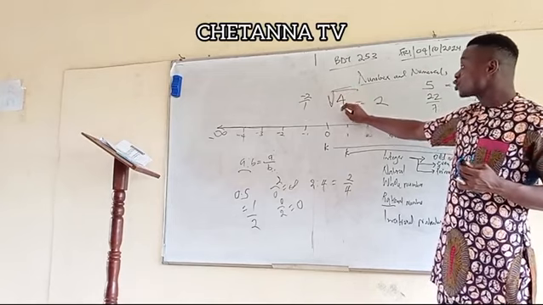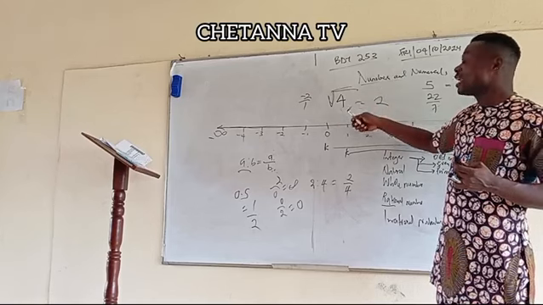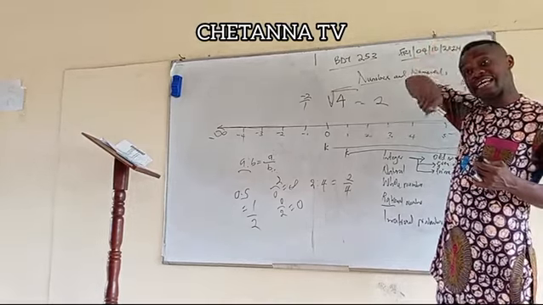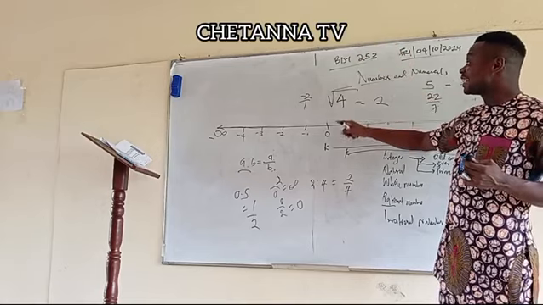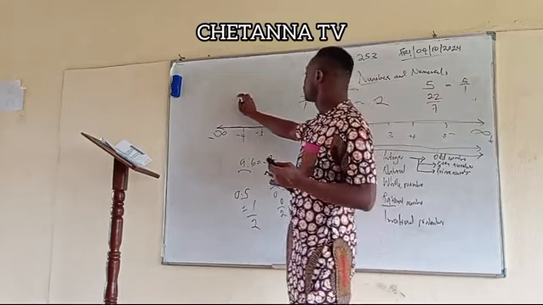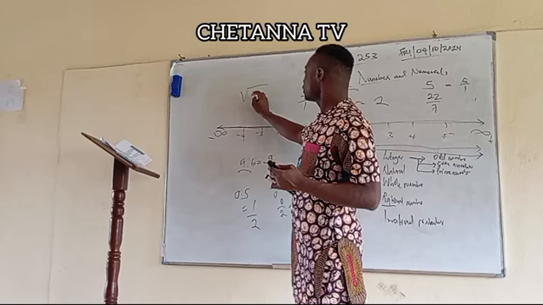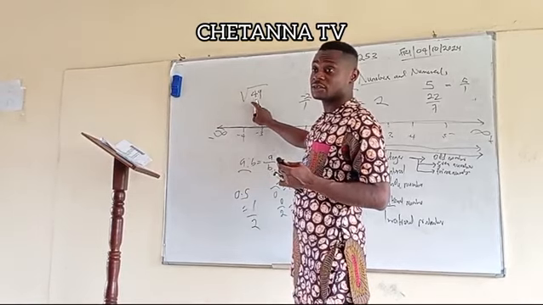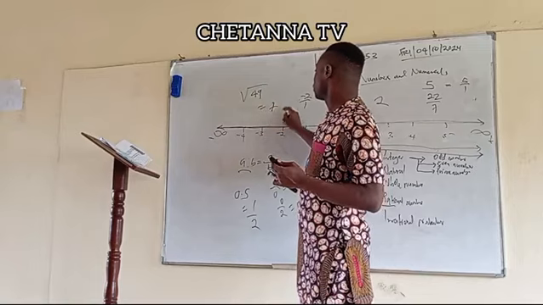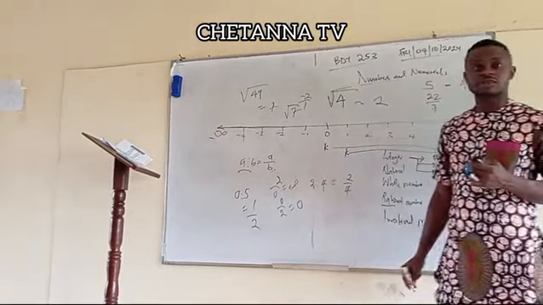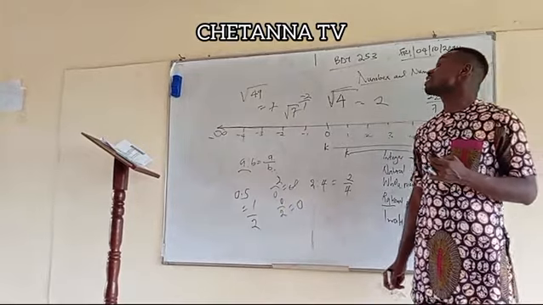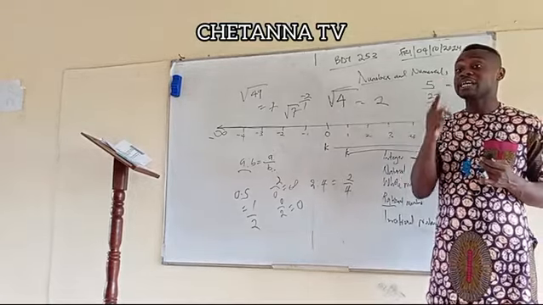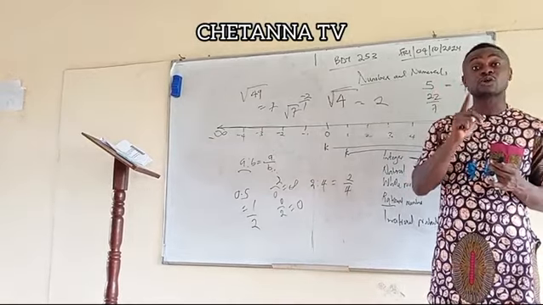Am I communicating? A surd is when a number that is not a perfect square is under that square root sign. Things like the square root of 49: is 49 a perfect square? Yes. Is this a surd? It gives you what? 7. What of root 7? It's a surd. There's nothing you can do to this 7 again. So when a number that's not a perfect square is under the square root sign, it forms a surd.